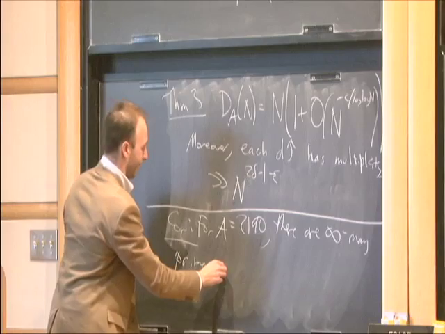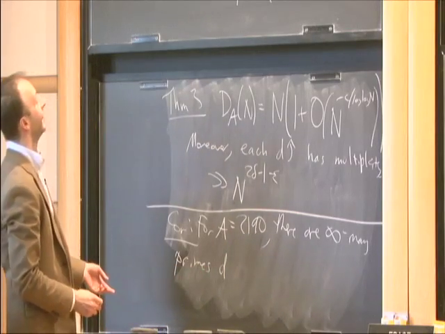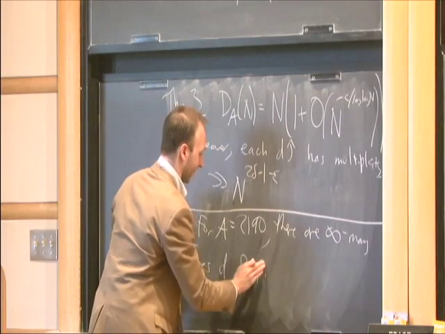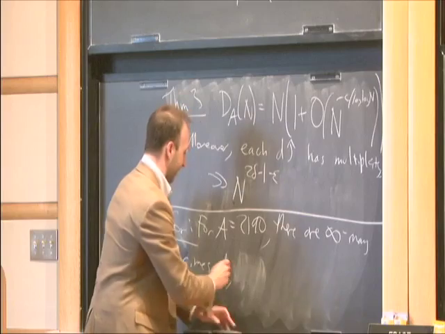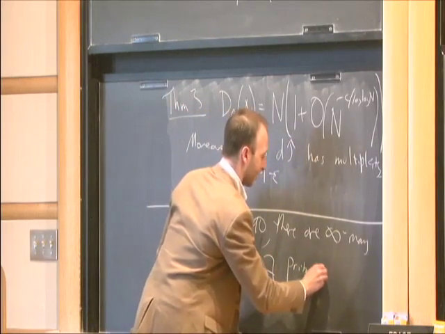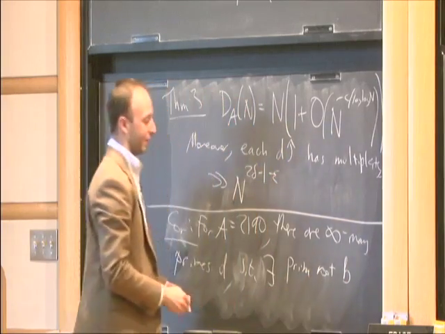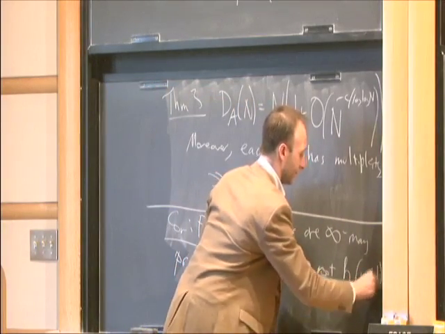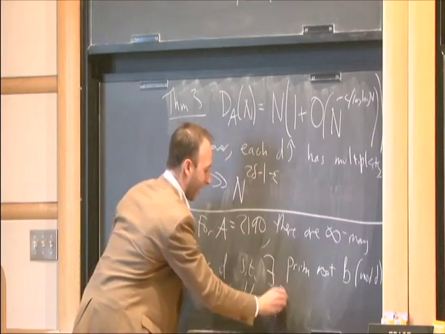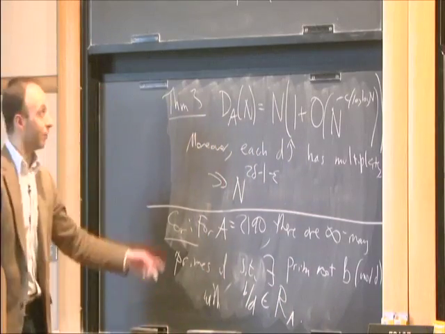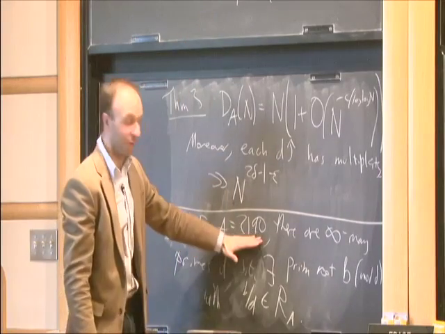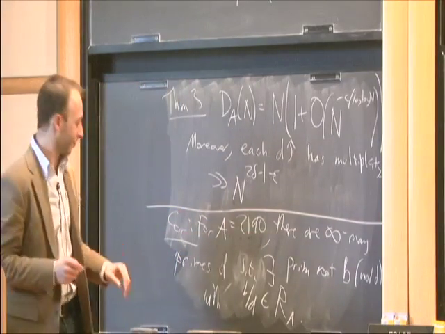Primes, well, I'll call them D. It's perverse to call a prime D. And primitive, such that there exists a primitive root B mod D with B over D in RA. Okay, so it produces infinitely many primes and primitive roots mod that prime, having this uniform absolute bound 2190.